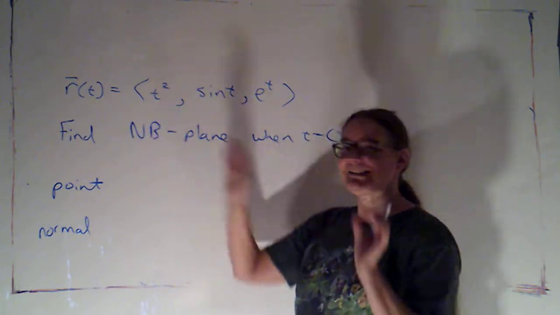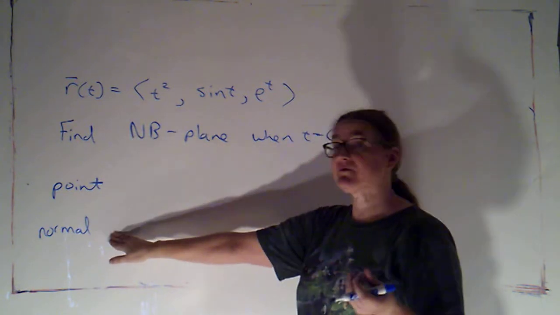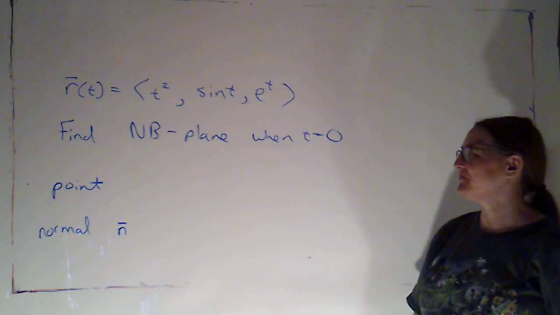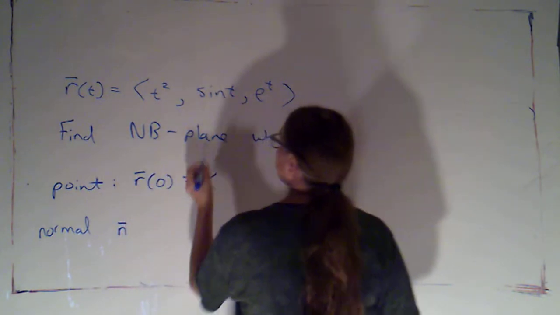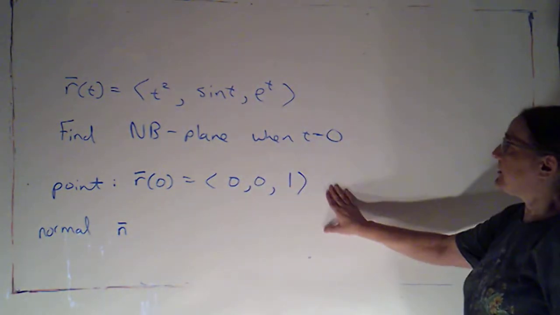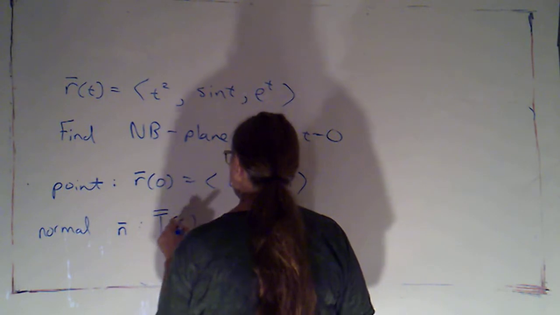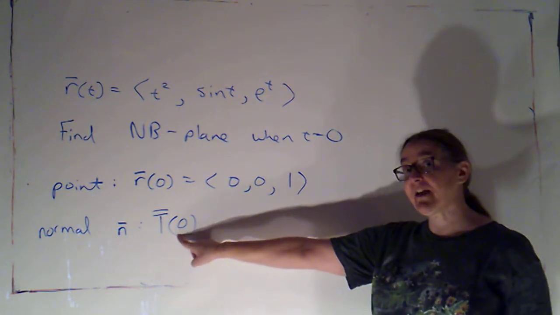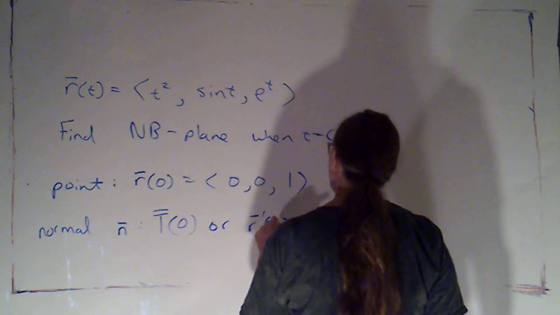Now I have to be careful here because N, capital N, is talking about what's normal to the curve. Here I'm talking about something that's normal to the plane. I'm going to use a lowercase n for that. Okay. All right, well my point will just be r at 0, which in this case would be 0, 0, 1. Okay. Now, what's normal to the NB plane would be T of 0. But if I'm feeling lazy, I know that I can use any vector that's parallel to that. Okay. So if I want to, I could just use r prime of 0.